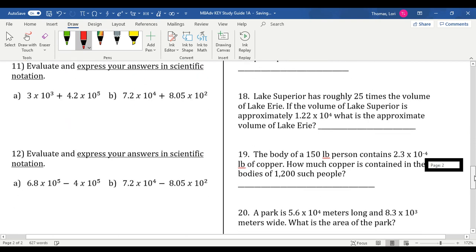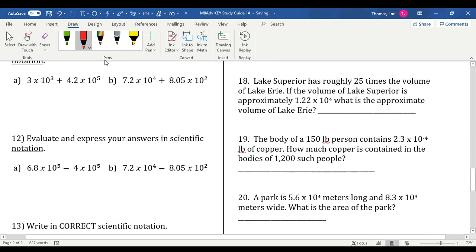Now when we add, we have to have the same power of 10. So I'm always going to adjust the smaller one. So we're going to make this 10 to the 5th. Since I moved this up 2 exponents, I'm going to move my decimal down 2. So I'm going to go to the left, and I'm going to have 0.03. I moved it 1 and 2. And then it's times 10 to the 5th plus our 4.2 times 10 to the 5th.